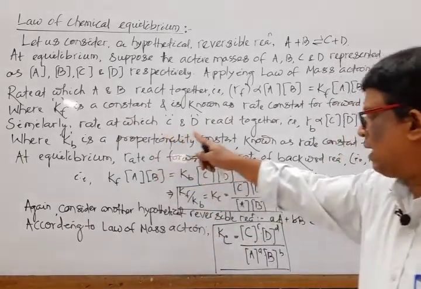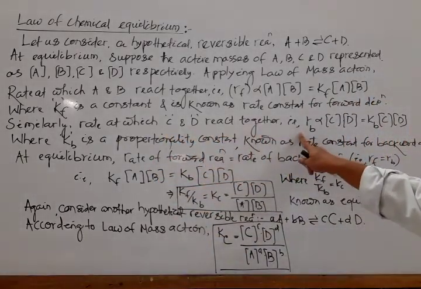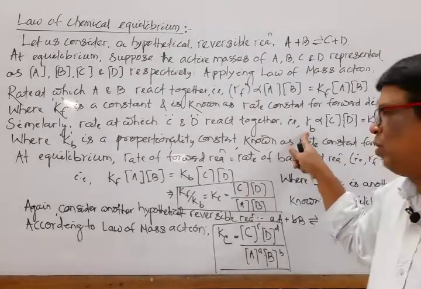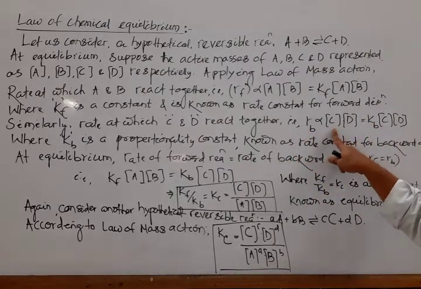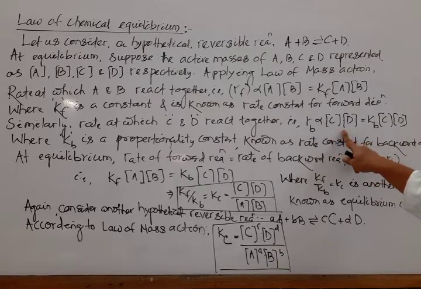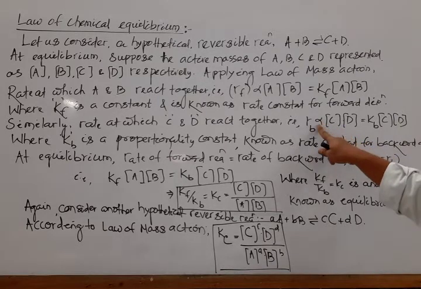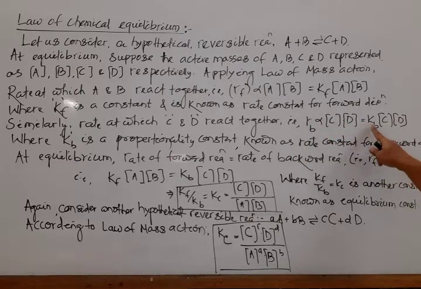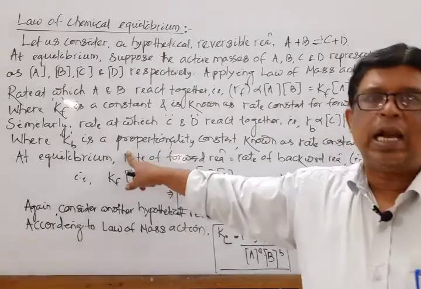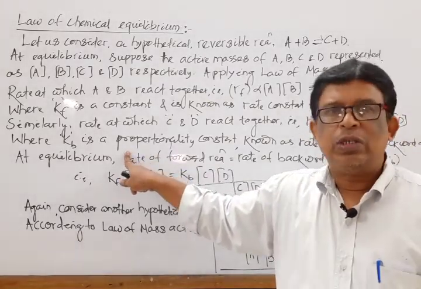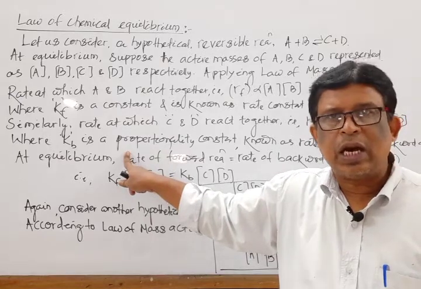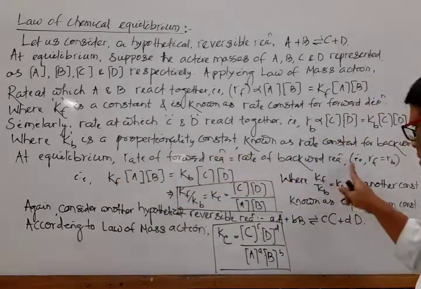Similarly, the rate at which C and D react together, that means the rate of backward reaction, symbol Rb, is proportional to the product of active masses of C and D, or if we remove the proportional sign, equal to a proportionality constant Kb into the product of C and D, where Kb is another proportionality constant, known as the rate constant or velocity constant for the backward direction.